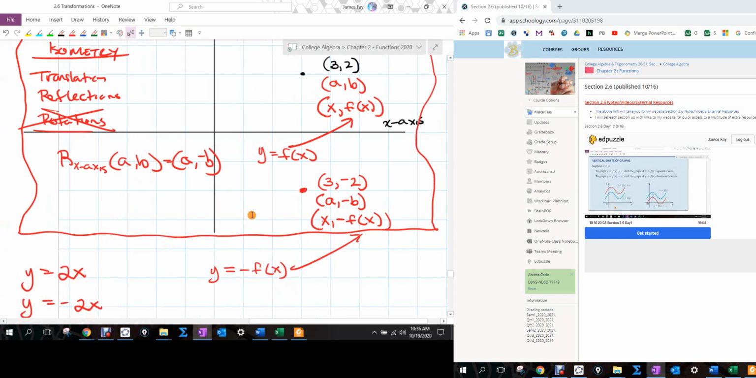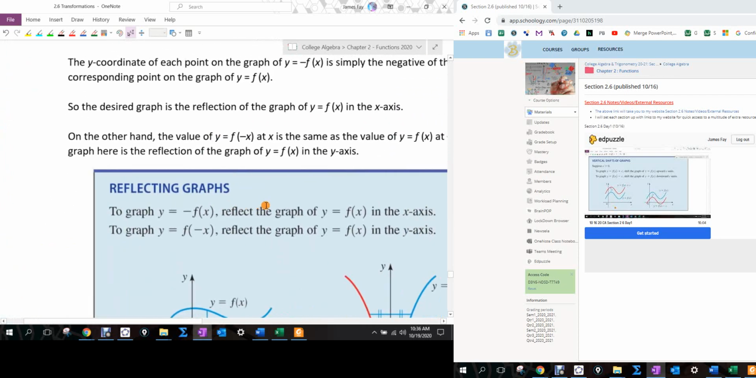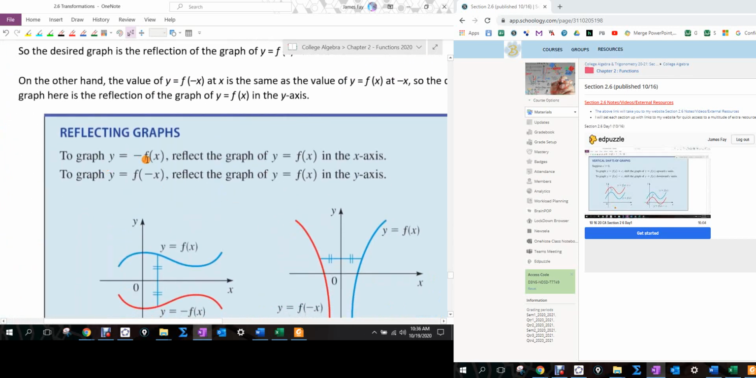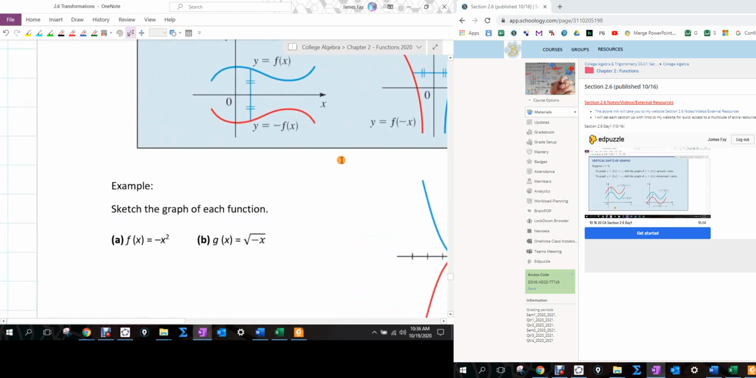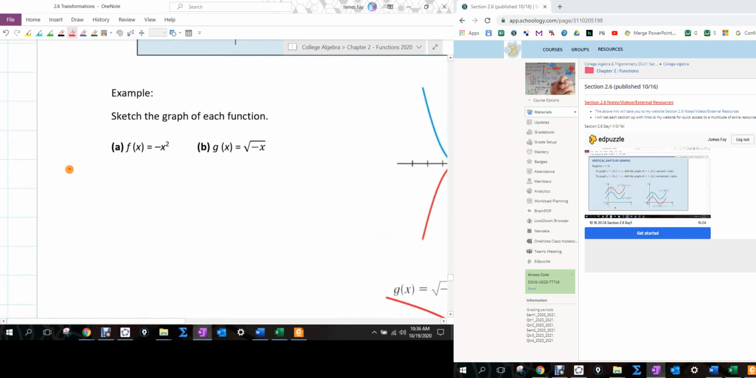Okay, so our rule says, come over here. To graph y equals the opposite of f of x, you reflect the graph of y equals f of x in the x-axis. Okay, so if we've got, let's just do this example A down here with the table real quick. If f of x was x squared, okay, we would have, going off of our parent function, 4, 1, 0, 1, 4. We'd have those ordered pairs, right?